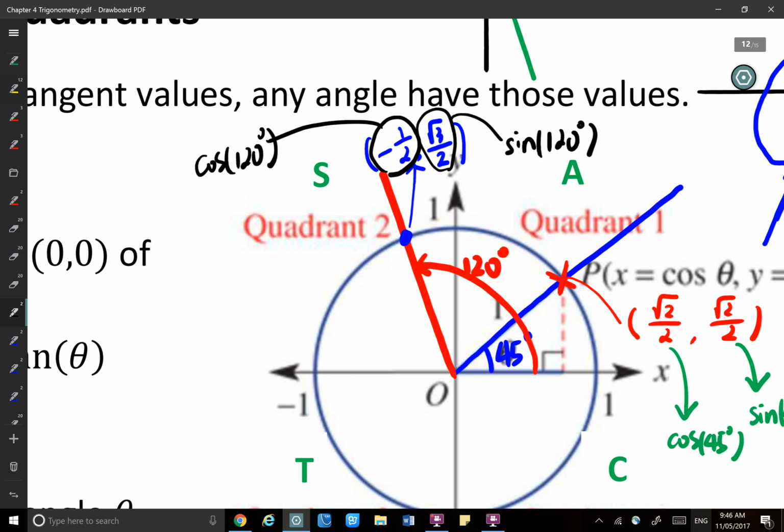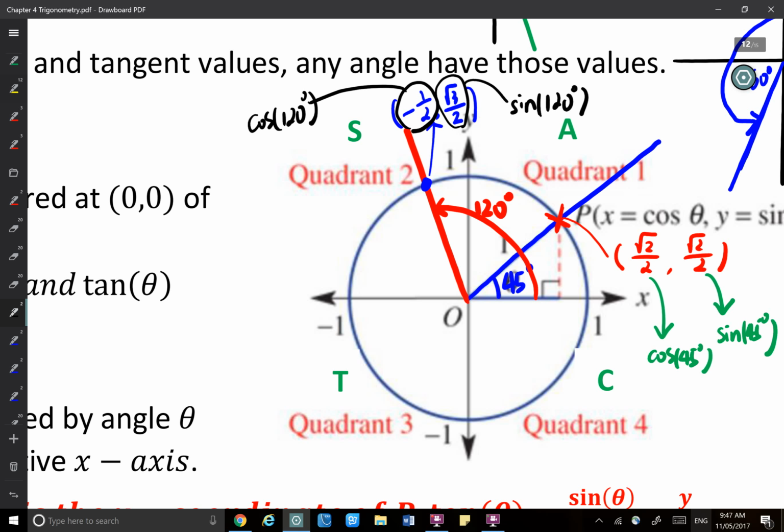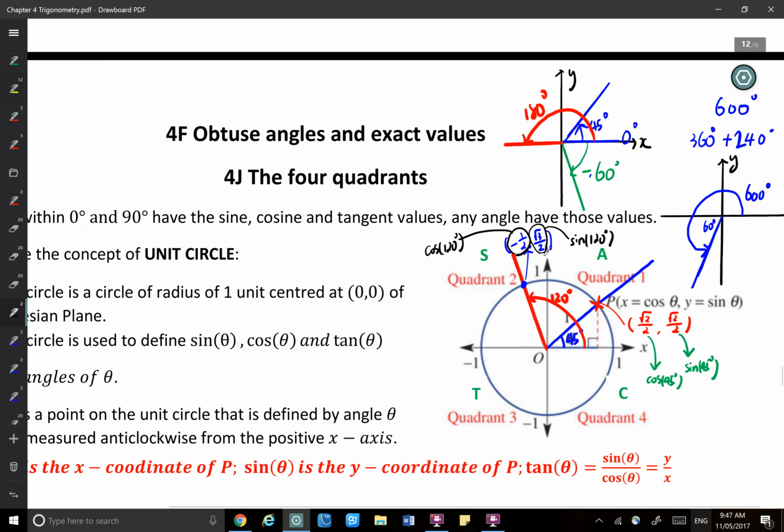So the cosine theta is always represented by the x value, and the sine theta is always represented by the y value. The first coordinate, the x value, gives you the cosine of that angle. The y value gives you the sine of that angle. That's how you get all the values for sine and cosine. That's the very basic thing, the unit circle.